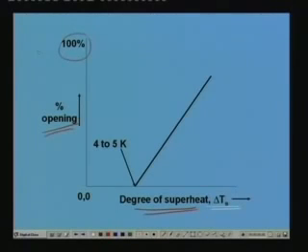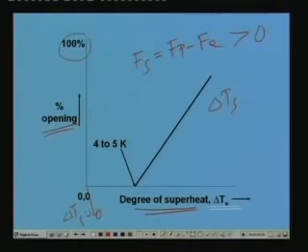So I was mentioning that at this point the degree of superheat is 0. Once the degree of superheat is 0, you have Fs equal to Fp minus Fe, right? This, as I said, is always greater than 0. So this being greater than 0 means that at this condition, when delta Ts is 0, there is a state of imbalance. That means there will be a higher downward force, and this higher downward force will close the needle.